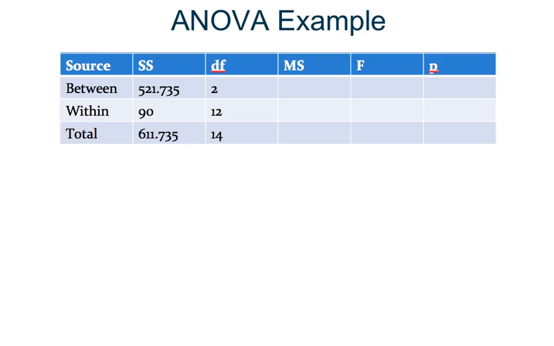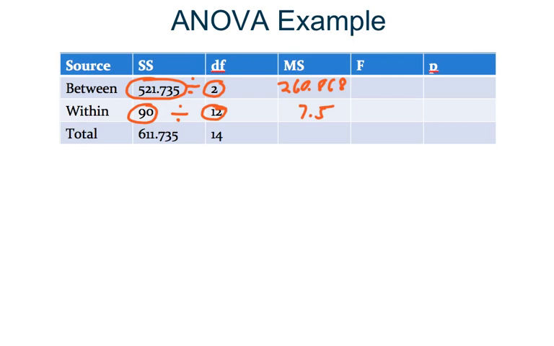And if you remember, this is the top part of the variance, this is the bottom part of the variance. So all we have to do is divide. 521.735 divided by 2 gives us 260.868. For the within groups mean square, we have 90 divided by 12. 90 divided by 12 is 7.5. So there is our mean square between groups and our mean square within groups. In other words, the variance between groups and the variance within groups.